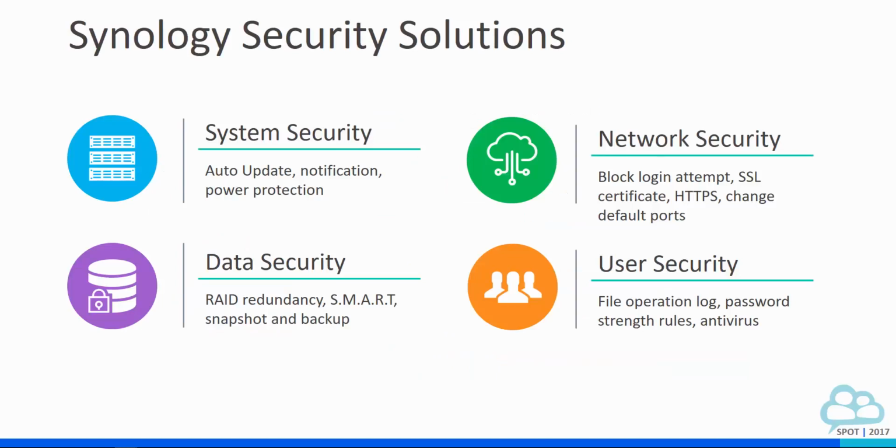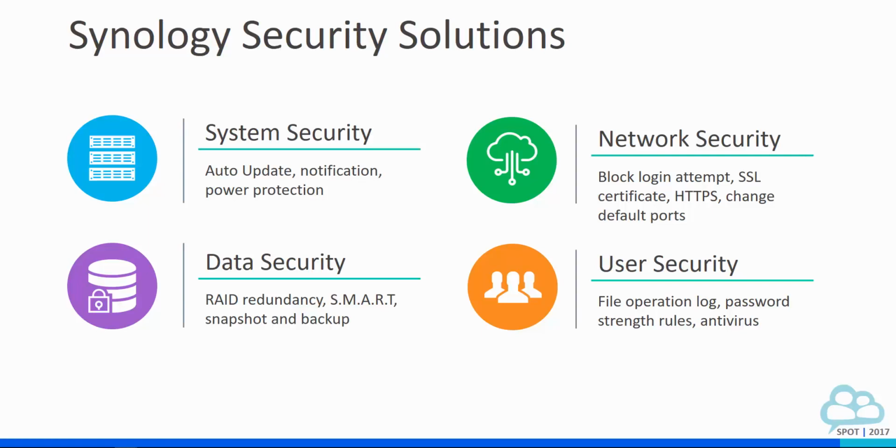In summary, we took a look at system security, how to set up auto DSM updates, how to turn on notifications and configure your devices to receive them, how to set up UPS battery backup power protection. That ensures that even after your UPS battery runs out, you're not going to lose data because your volumes corrupt because they're still in use when the power cuts. It will safely unmount all your volumes and stop running services.